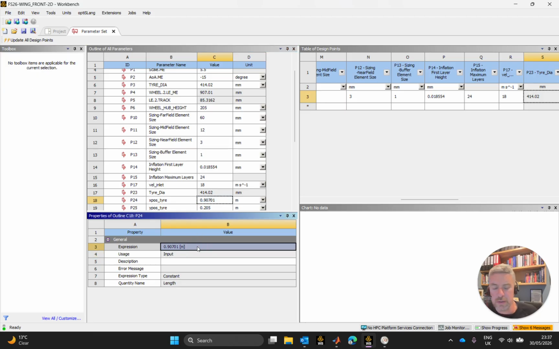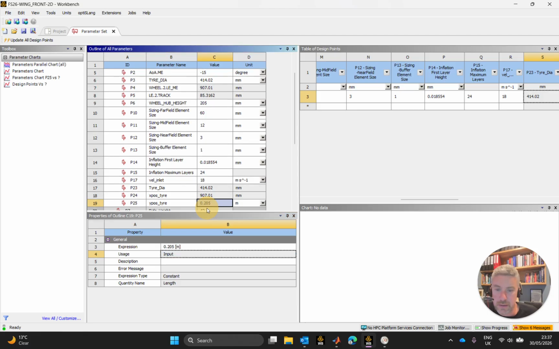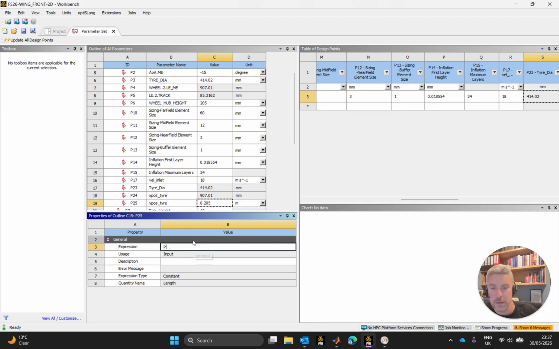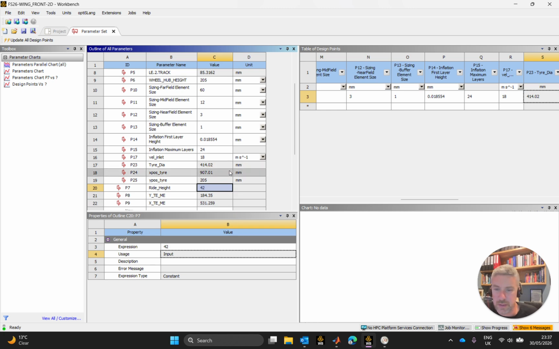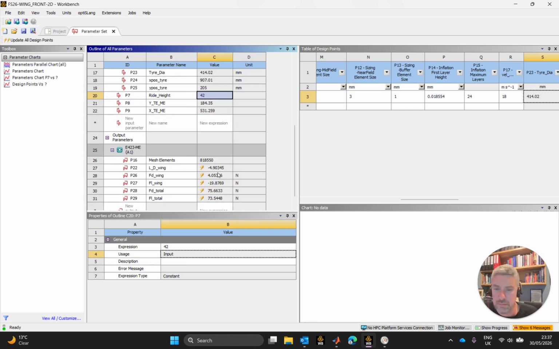Right, so let's go for that. Let's go for P4. 907.01, and it updated my units there to millimeters. The Y position of my tire here, I'm going to update that to be P6, driven by the geometry. Right, and then ride height, I'm going to say ride height is going to stay where it is at 42, and that's it.